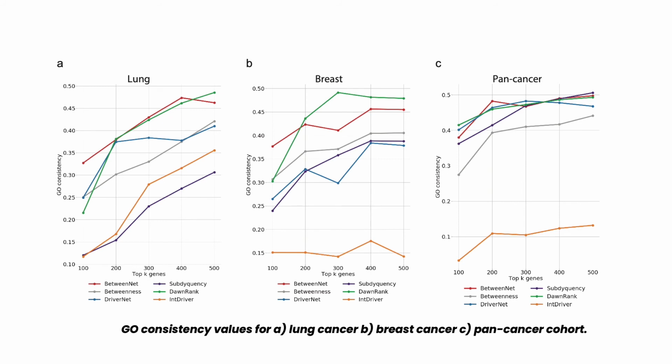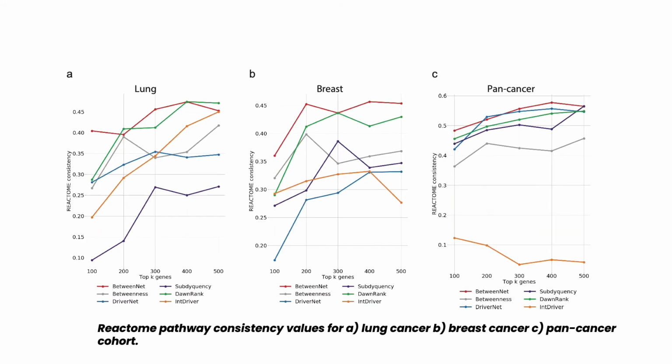For the GO evaluation, we observed that our method's ranked genes perform the best for lung cancer for almost all total size values. And for breast cancer, DawnRank ranks the best in 4 out of 5 total size values, and our method is the second best. And for pan-cancer, as you can see here, there is no clear winner because DriverNet, Betweenness, and DawnRank are performing close to each other.